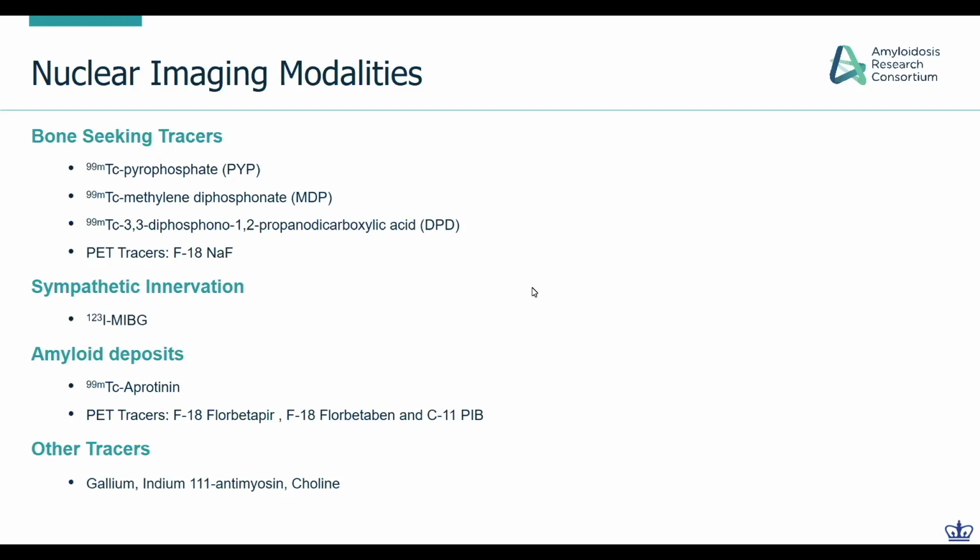These are relatively expensive tests compared to SPECT imaging. The isotope itself costs around $1,600, and the PET imaging is also more expensive than SPECT imaging. So the whole test costs anywhere from $3,000 to $4,000 compared to SPECT, which is in hundreds of dollars. So let's go to the next slide.